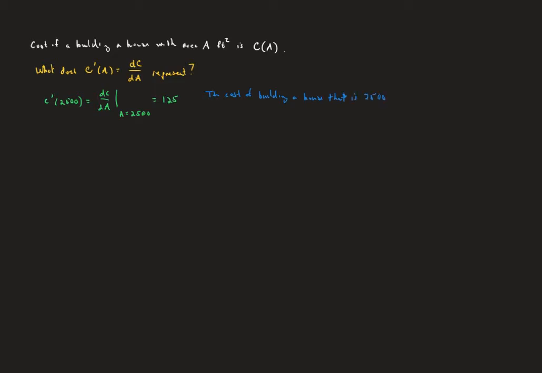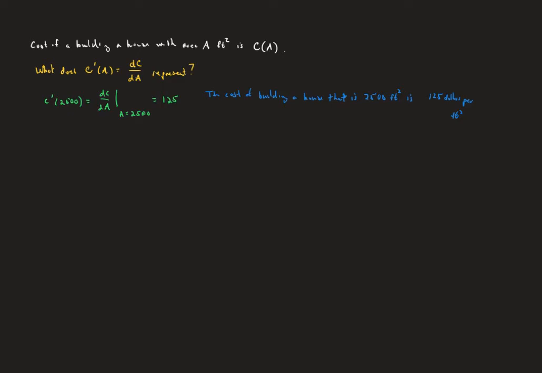So that's what that 2,500 means. So we've already built the 2,500. So this is going to be the cost of building a house 2,500 square feet is going to be $125 per square foot. So the cost of building the house is going to be different at different times.